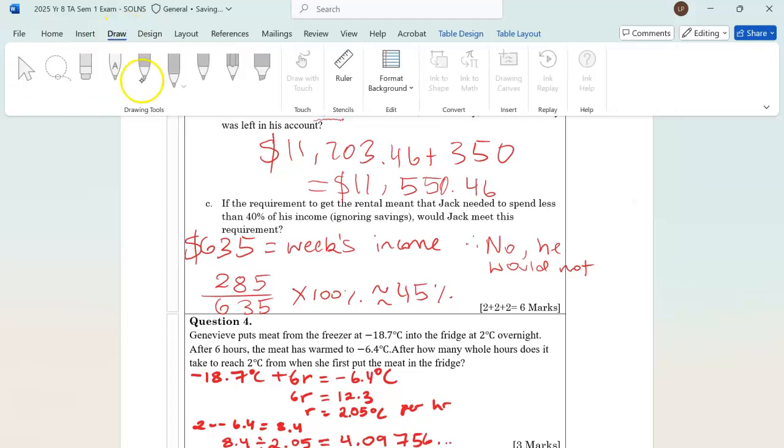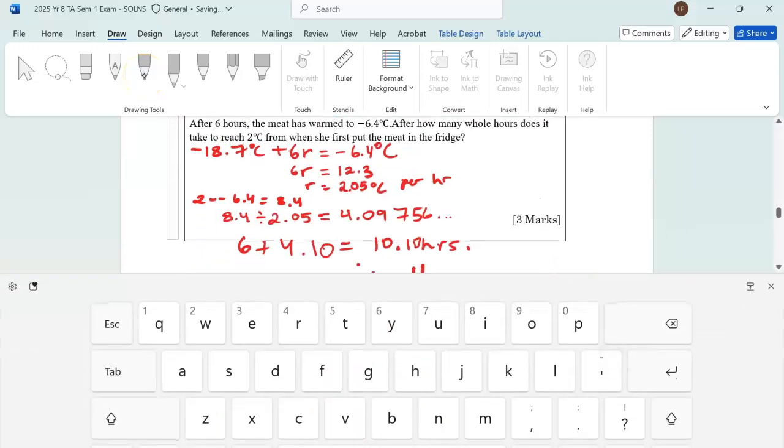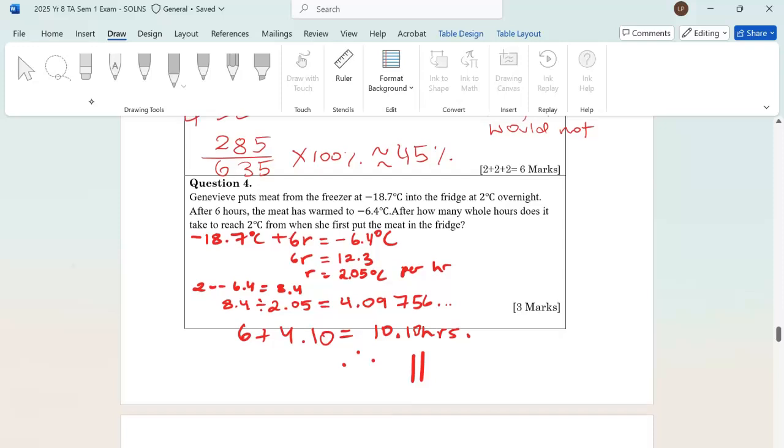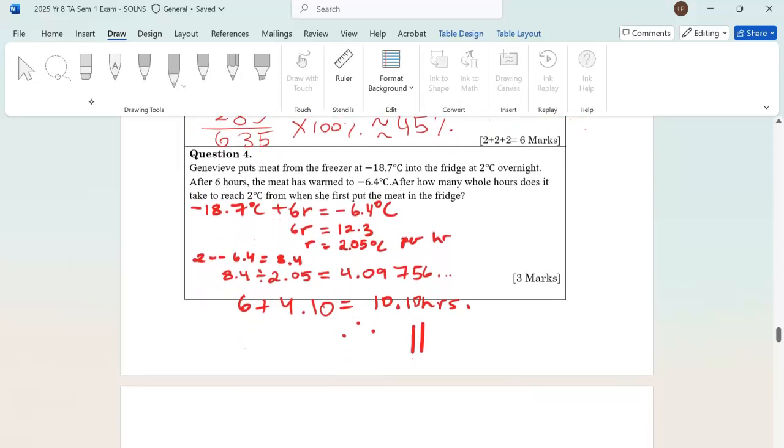Doesn't like that. Why doesn't it like that? I don't know why. All of a sudden it doesn't like it. Go to draw. Oh, we'll try to continue on without it.